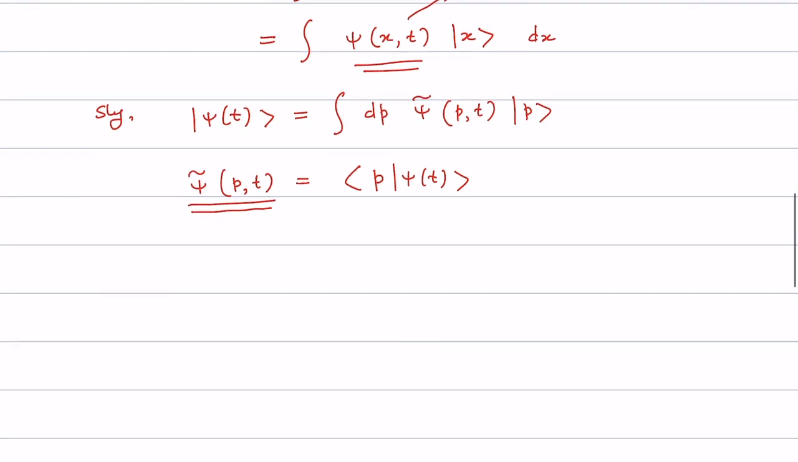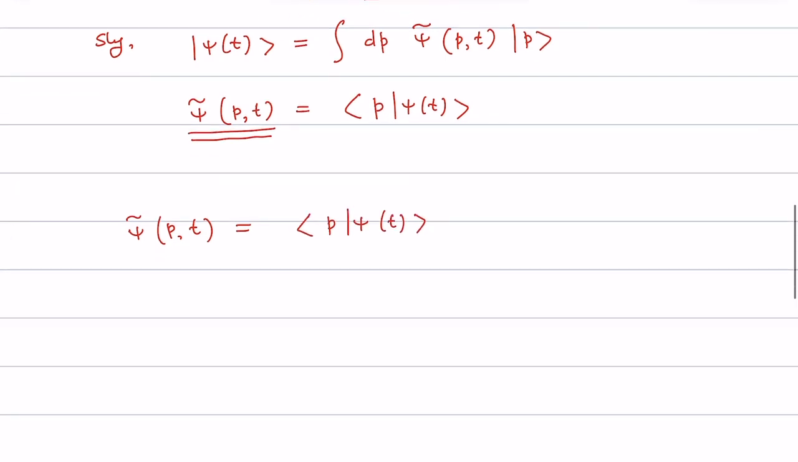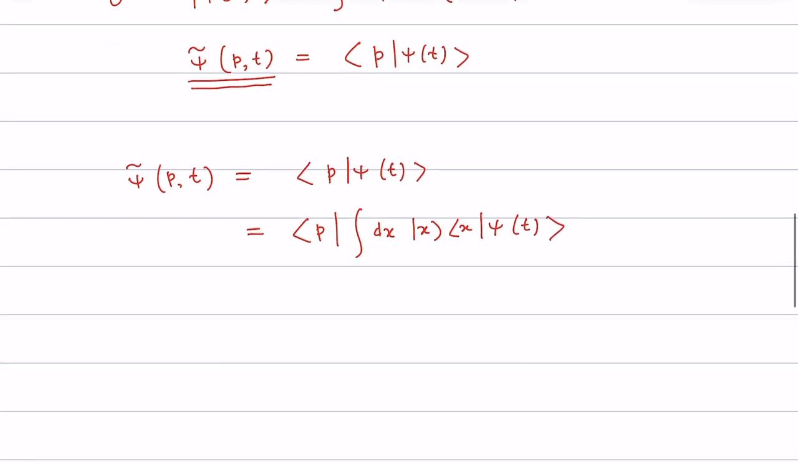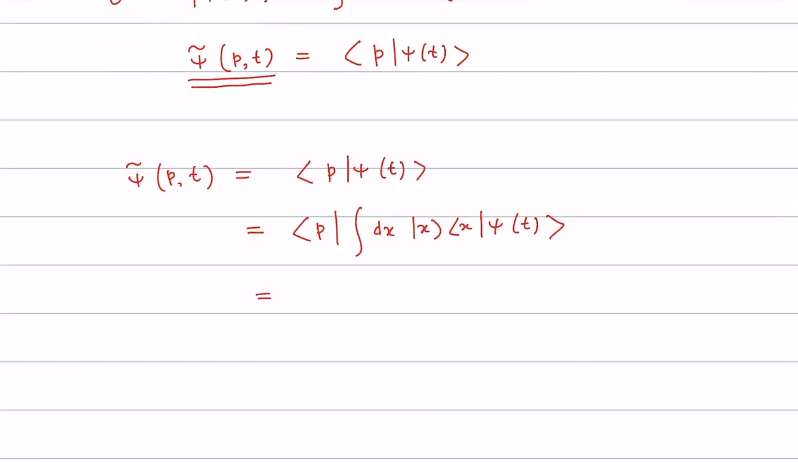And while we do that, let me write psi tilde of p, t is equal to <p|psi of t>, and I can always put the identity here, integration dx |x><x|, and this I can write as integration dx <p|x> psi of x, t. This is the quantity we now have to evaluate, or find out.